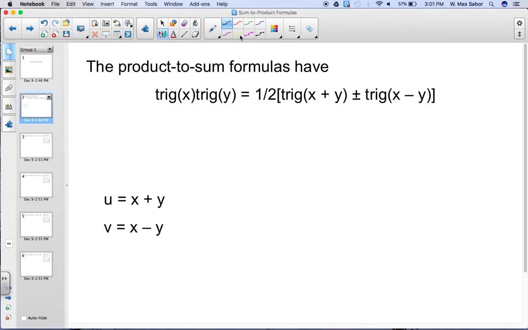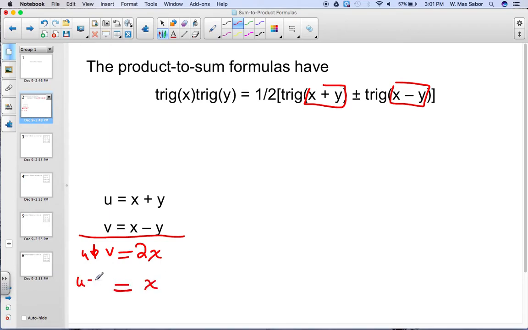So the basic idea is to use substitution. Rather than substitution with the trig functions, we're going to use substitution with the variables. The idea is to get these to be our variables. So we're going to say u equals x plus y and v equals x minus y. Well, what will that mean that x and y will be? If we add them, we get u plus v equals 2x. So x equals u plus v over 2.